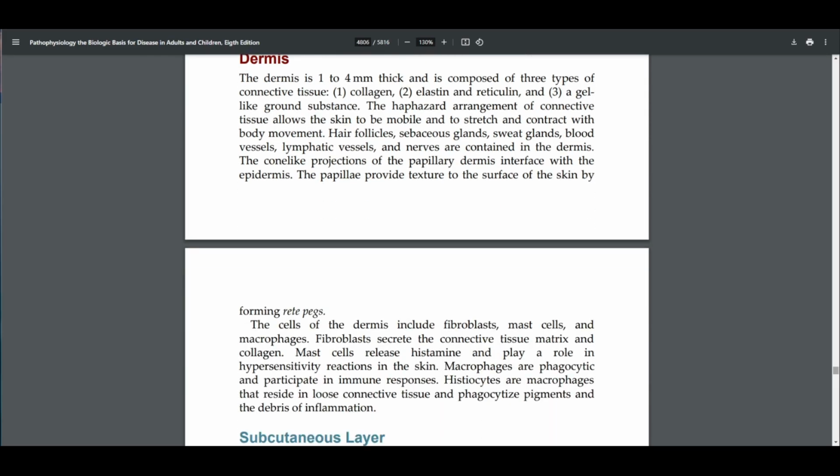The dermis is 1 to 4 millimeters thick and is composed of 3 types of connective tissue: collagen, elastin, and reticulin, and a gel-like ground substance. The haphazard arrangement of connective tissue allows the skin to be mobile and to stretch and contract with body movement. Hair follicles, sebaceous glands, sweat glands, blood vessels, lymphatic vessels, and nerves are contained in the dermis. The cone-like projections of the papillary dermis interface with the epidermis. The papillae provide texture to the surface of the skin by forming rete pegs.